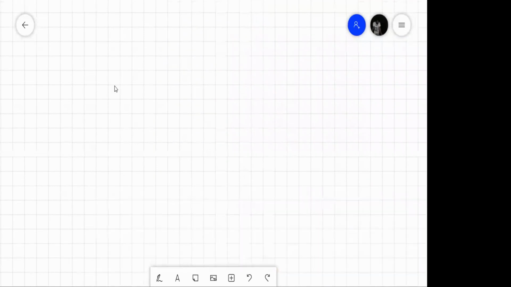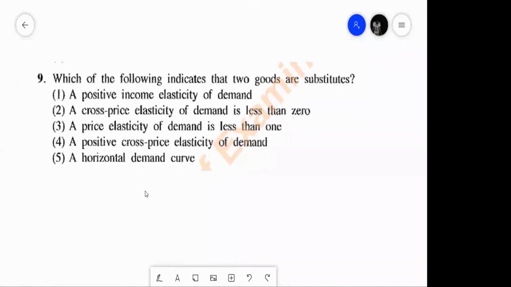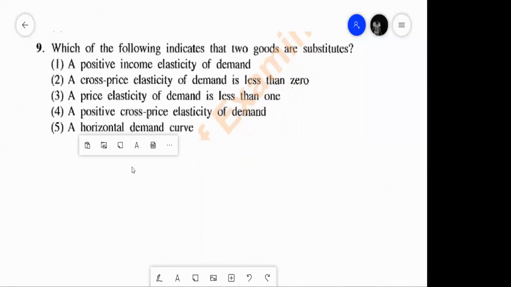Then question number 9. Which of the following indicates that two goods are substitutes? Easy thing, it goes with cross elasticity of demand. Cross elasticity of demand, when it's substitutes, what type of cross elasticity do you have? Positive income elasticity, cross price elasticity less than 0, price elasticity less than 1, positive cross price elasticity, horizontal demand curve. Think. Substitutes comes from where? Comes from XED, right? Cross price elasticity. So if the XED is positive, what does it say? The goods are substitutes.